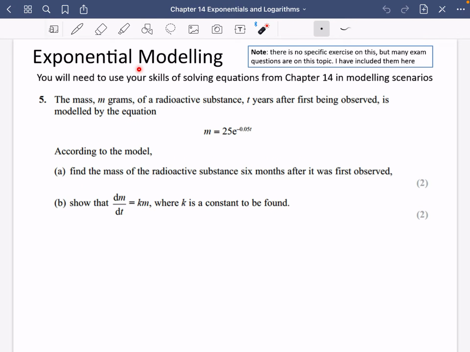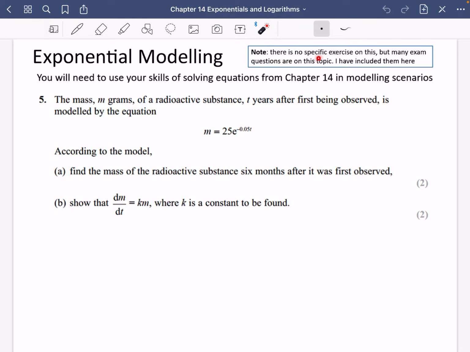Okay, so we're going to do some more exponential modelling. And I've said you're going to need to use your skills of solving equations from chapter 14 in modelling scenarios. This first question that I've got here is really similar to the modelling types of things that we did earlier on, but the remaining ones are including solving equations.